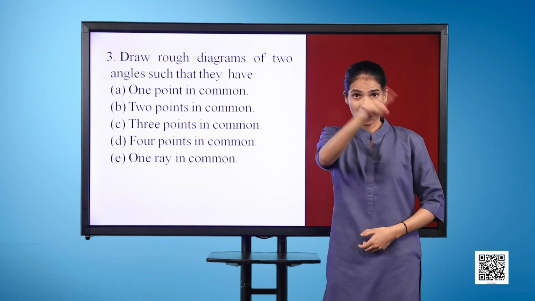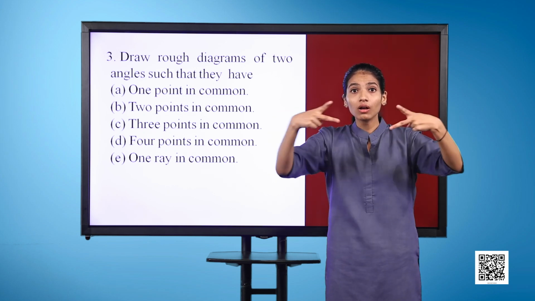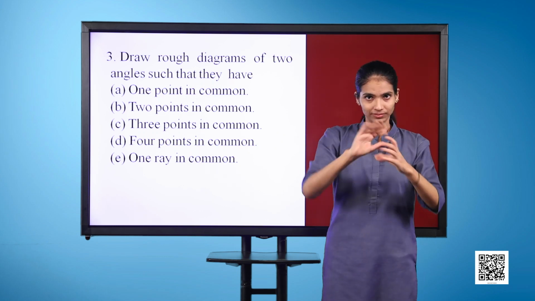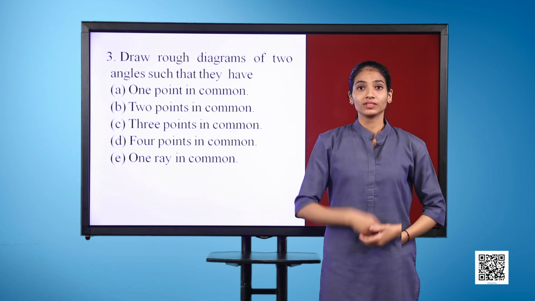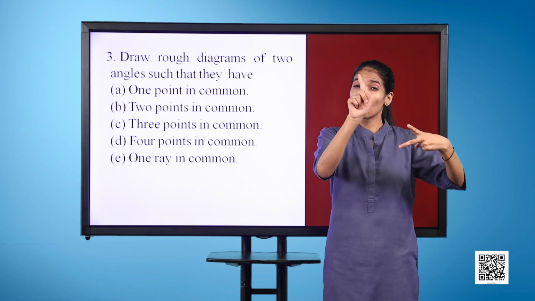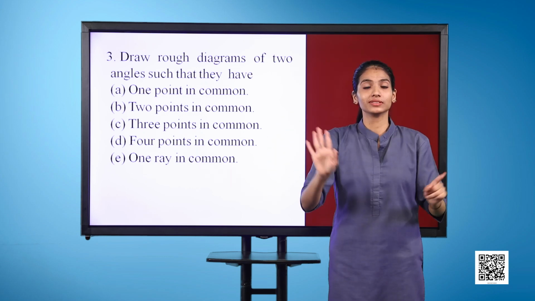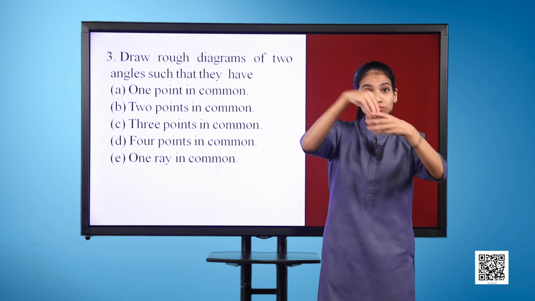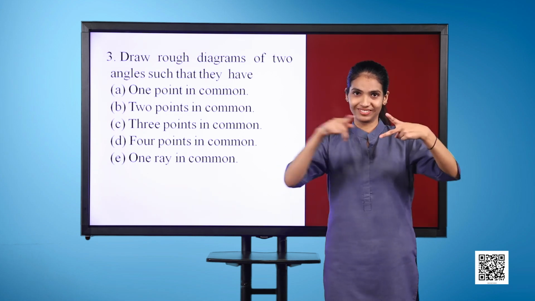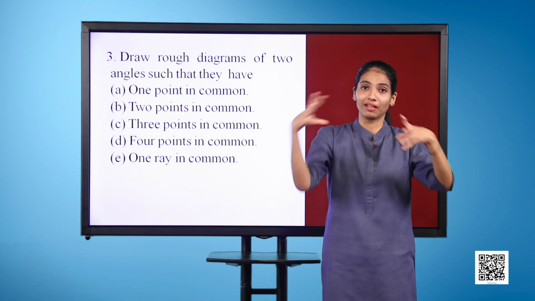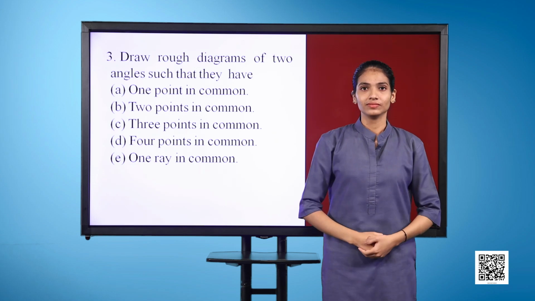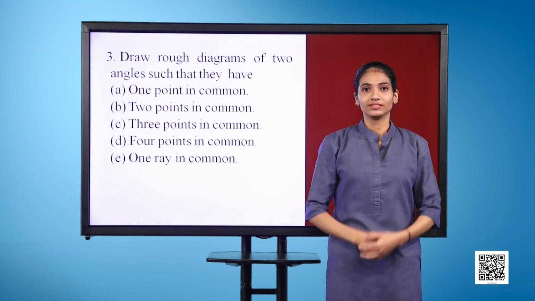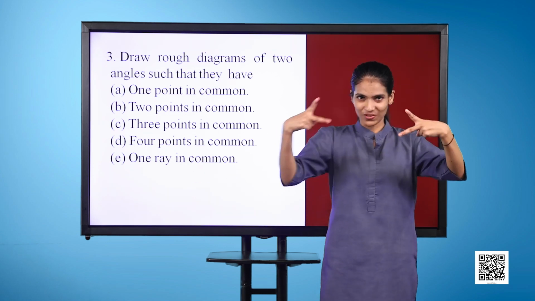3. Draw rough diagrams of two angles such that they have A. One point in common. B. 2 points in common. C. 3 points in common. D. 4 points in common. E. 1 ray in common.